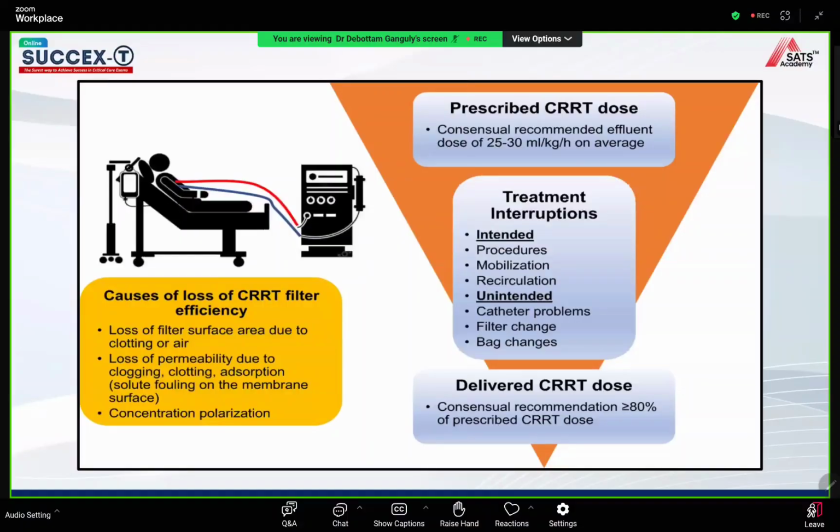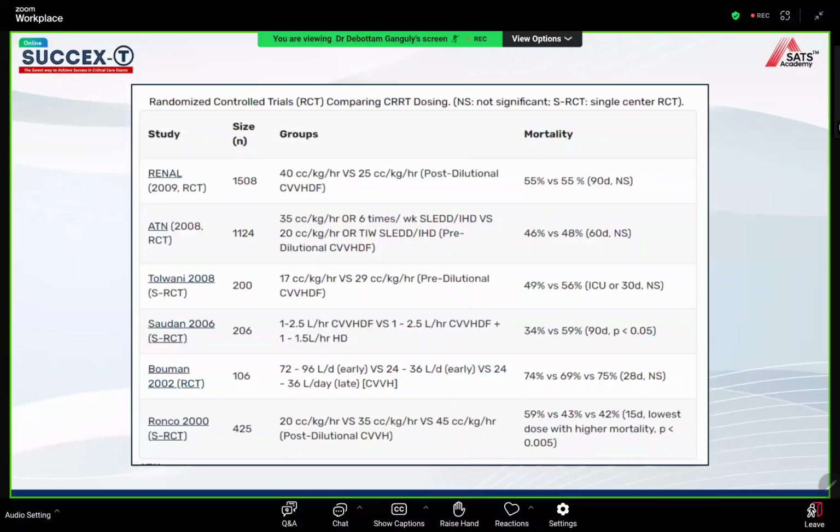So the delivered dose, usually the recommendation is more than 80% of the prescribed CRRT dose that we have to achieve. Now the studies, as I told earlier, there is RENAL, ATN, Tolwani, Saudan, Bouman, and multiple studies there, and they compare mortality benefit in groups, one is 40 cc per kg per hour, and another is 25 cc per kg per hour.